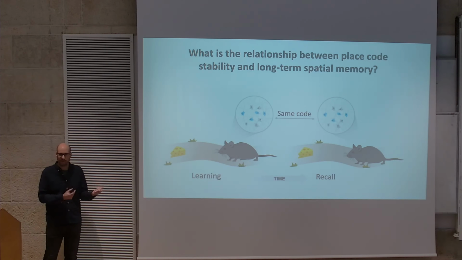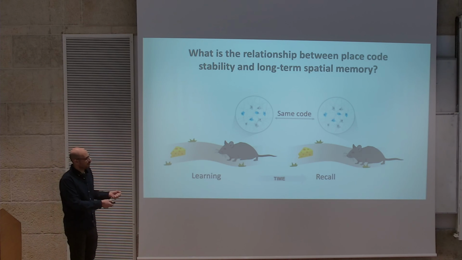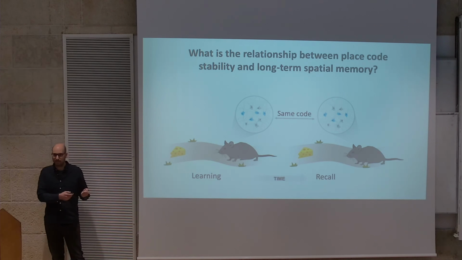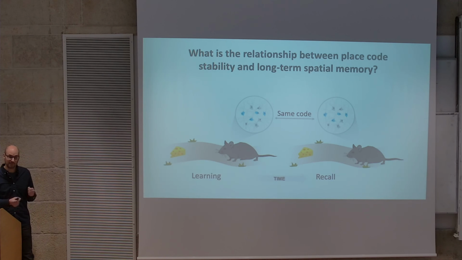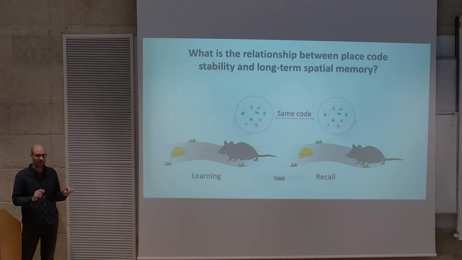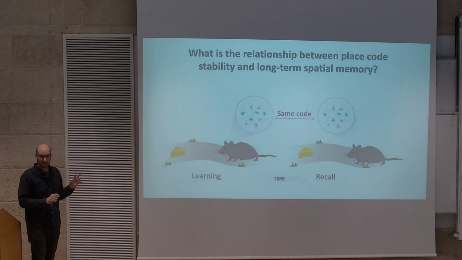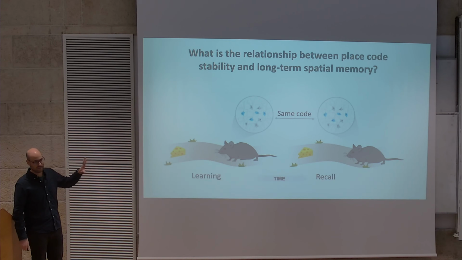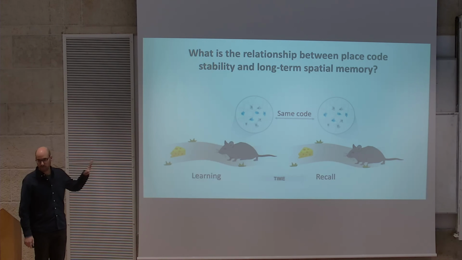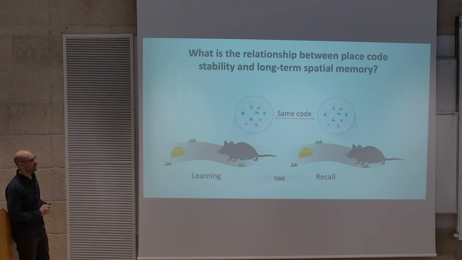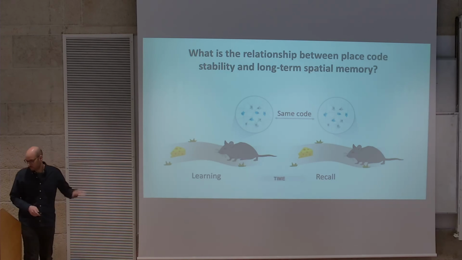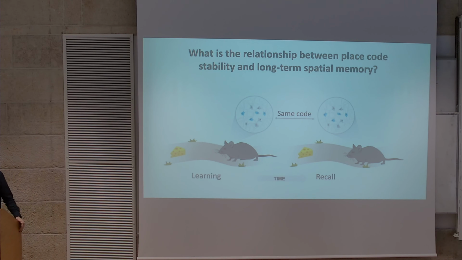And the general assumption is that the more stable the neural code is, the more stable the behavioral manifestation of the memory. And this is indeed consistent with experiments that manipulated neuronal activity over relatively short time periods between learning and recall, but the specific relationship between code stability and long-term memory has not been measured. And this is what we wanted to measure here in the context of spatial memory.